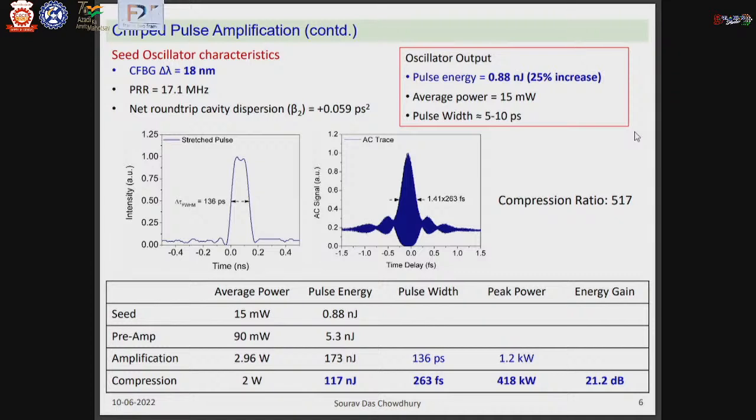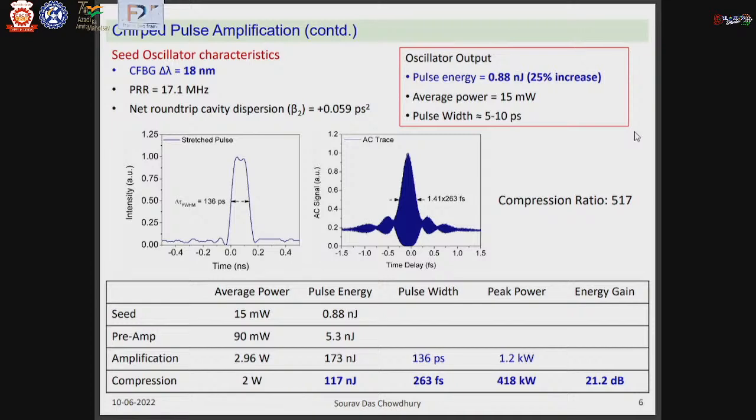And this is the comparison from seed to the final compressed pulse. In the seed, the average power was only 15 milliwatts. In the pre-amplifier, I amplified it to 90 milliwatts. After amplification, it goes to 3 watts. Due to compressor loss, I get less power, but the final power is around 2 watts.